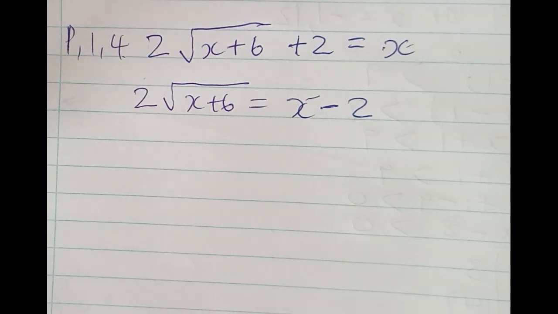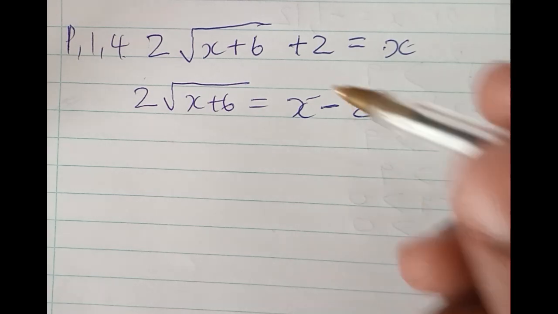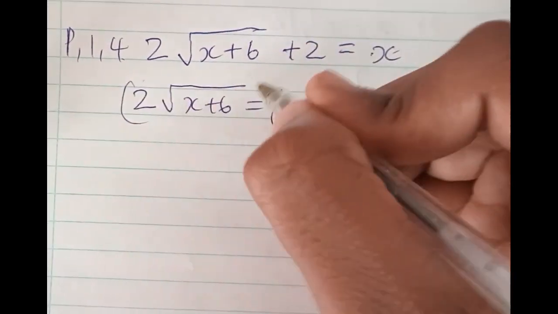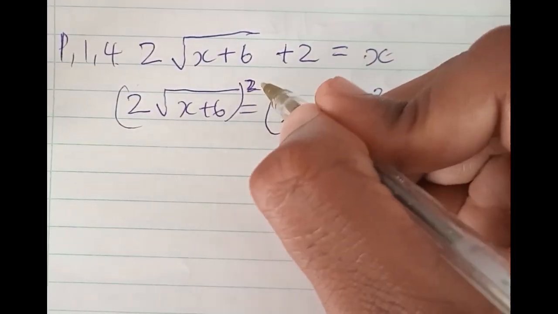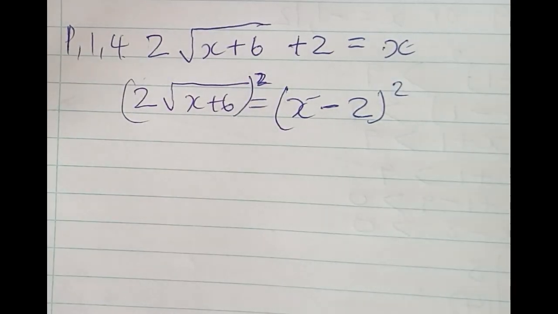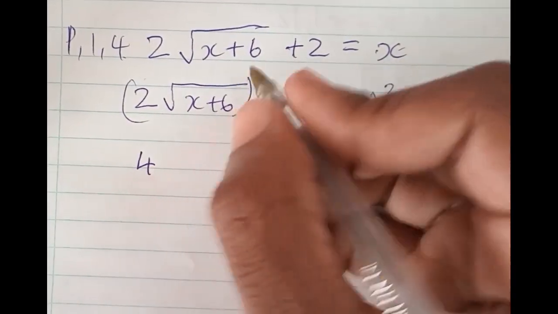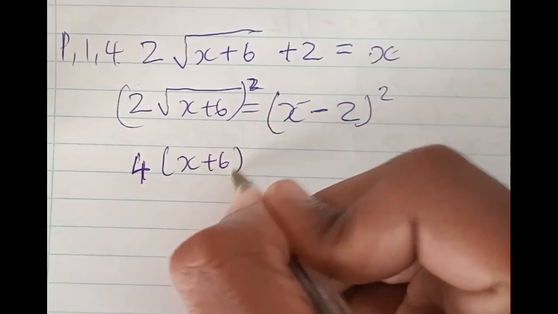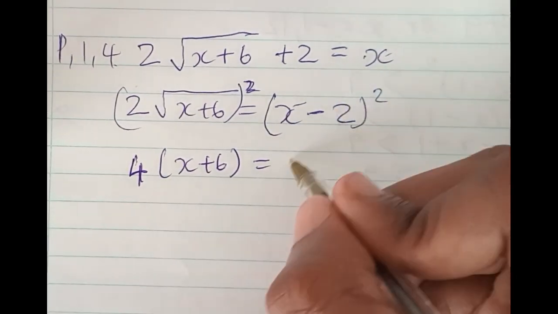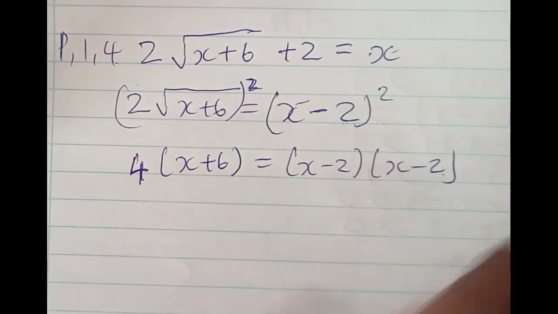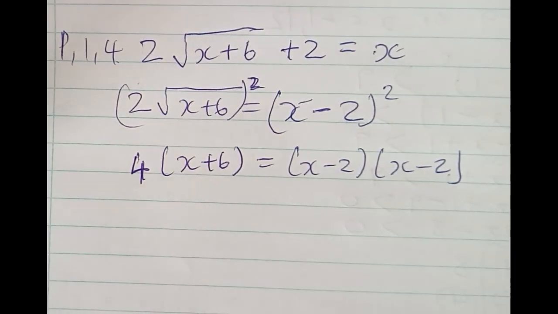Now we have to break the square root because we are looking for the value of x, remember? Now to break the square root, we have to square both sides like this. So this 2 will affect 2. So here we'll have 4 times x plus 6 is equal to, remember this, we'll have to open it now, you see.